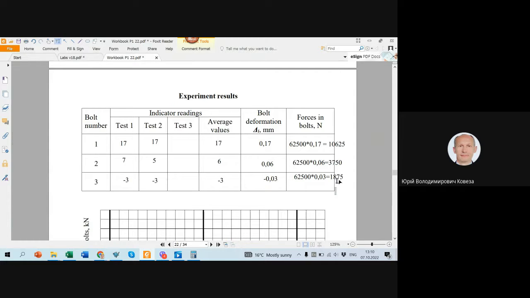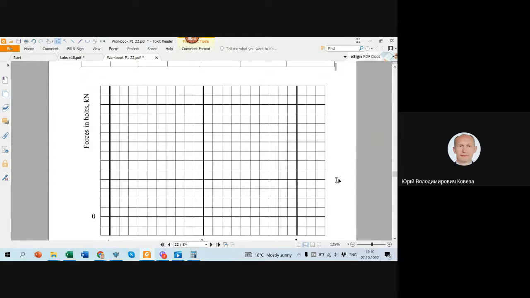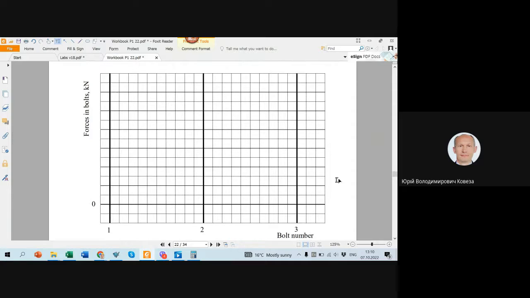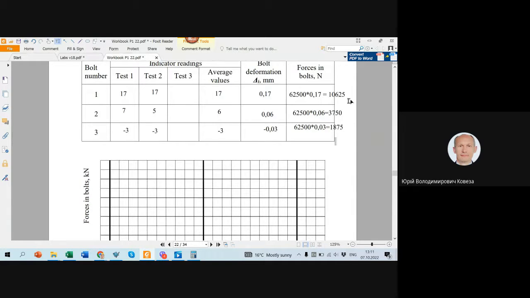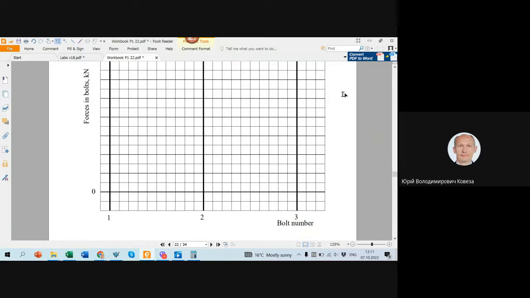So we have 3 values. Now you should put on the graph 3 lines. 2 of them are calculated when we considered tuning about H, and the second variant about the axis. You'll do it at home. And the third line is according to the experiment.